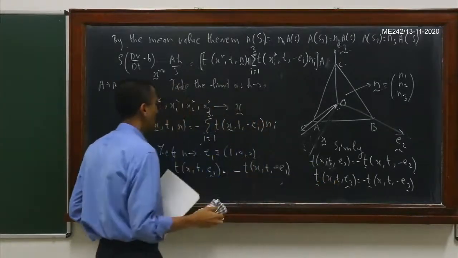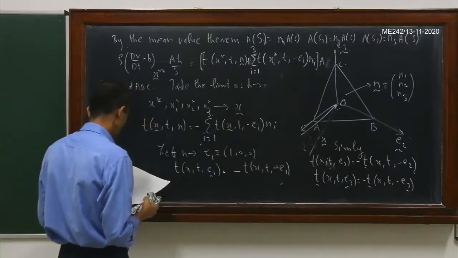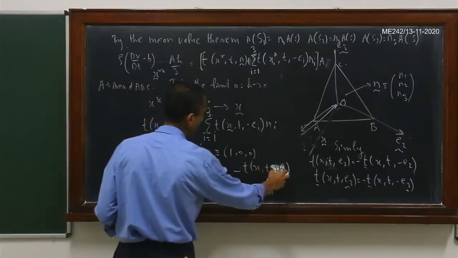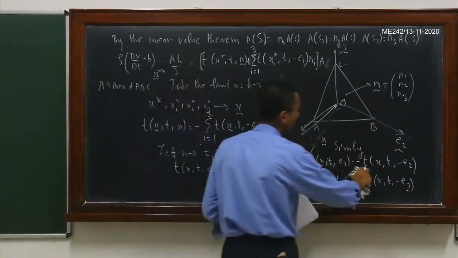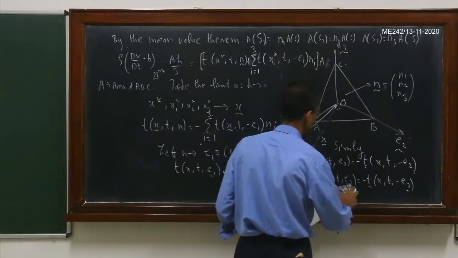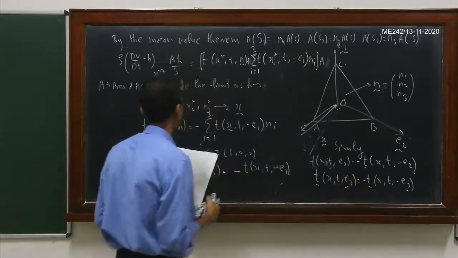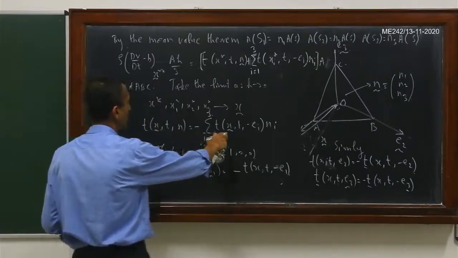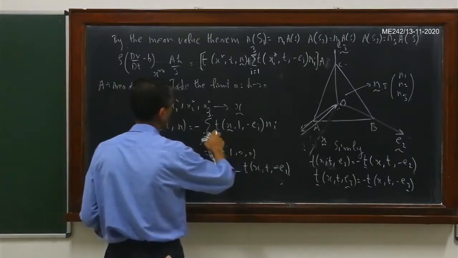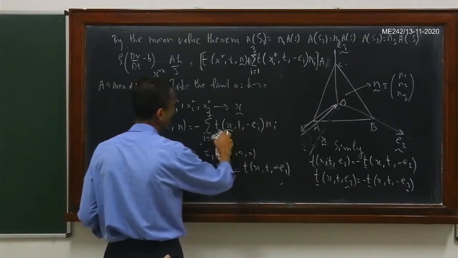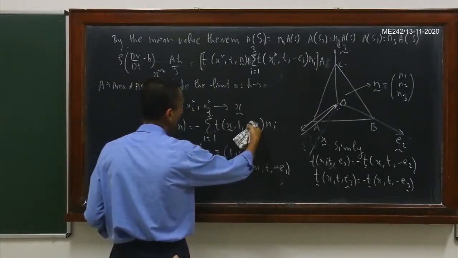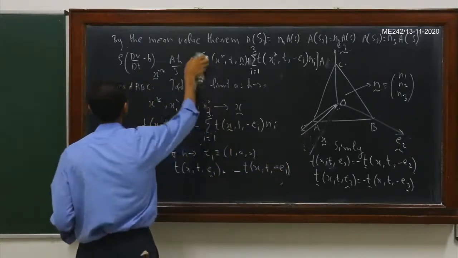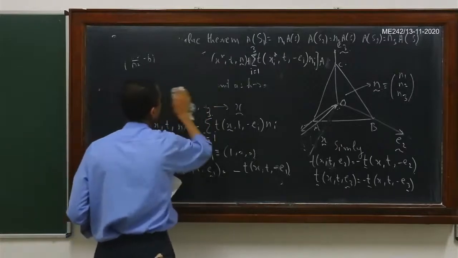Now what we have shown is that t of x, t E1 is minus t of x, t minus E1, t of x, t E2 is minus t of x, t minus E2, and t of x, t E3 is minus t of x, t minus E3. We will substitute that now in this particular result here. So here you will see that this minus of t of x, t minus E1 I can now replace by t of x, t E1. Let me just substitute it here and see what I get.